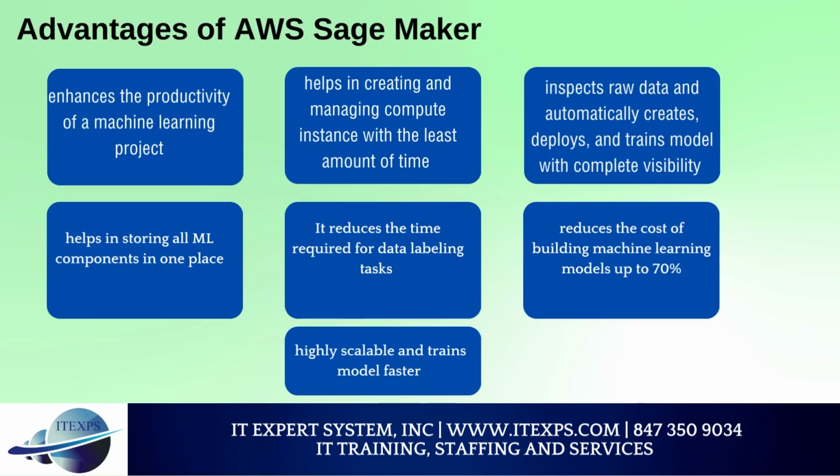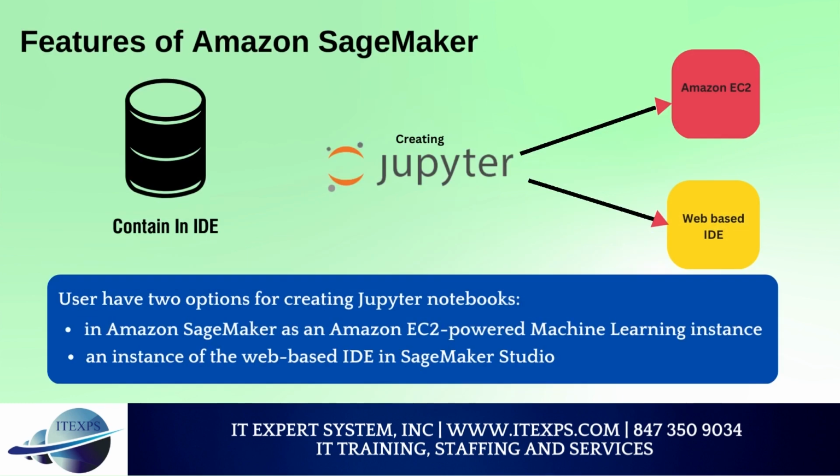Advantages of AWS SageMaker. It enhances the productivity of a machine learning project. It helps in creating and managing compute instances with the least amount of time. It inspects raw data and automatically creates, deploys, and trains models with complete visibility. It reduces the cost of building machine learning models by up to 70%. It reduces the time required for data labeling tasks. It helps in storing all ML components in one place. It is highly scalable and trains models faster.